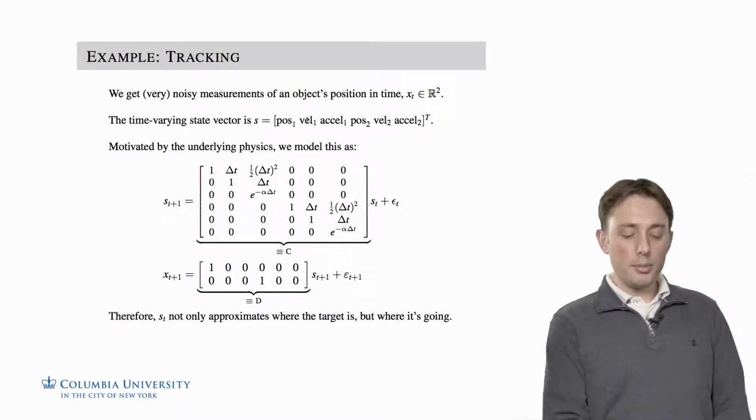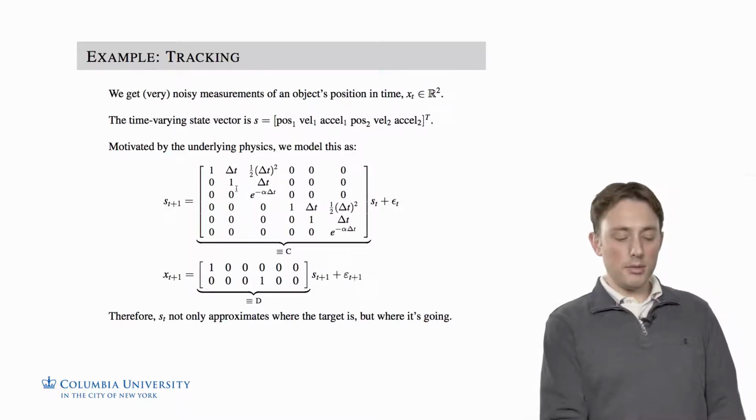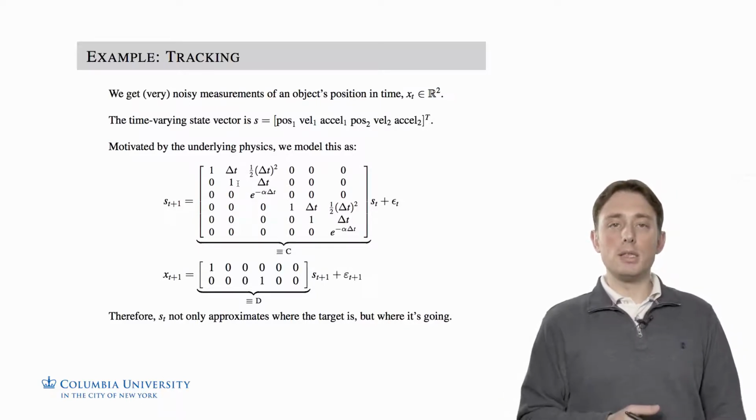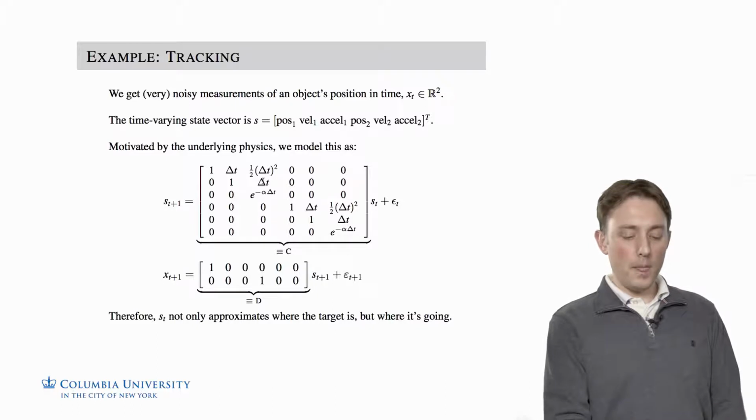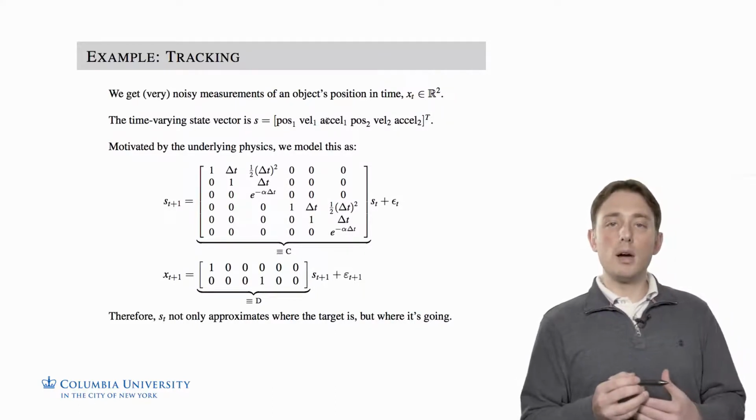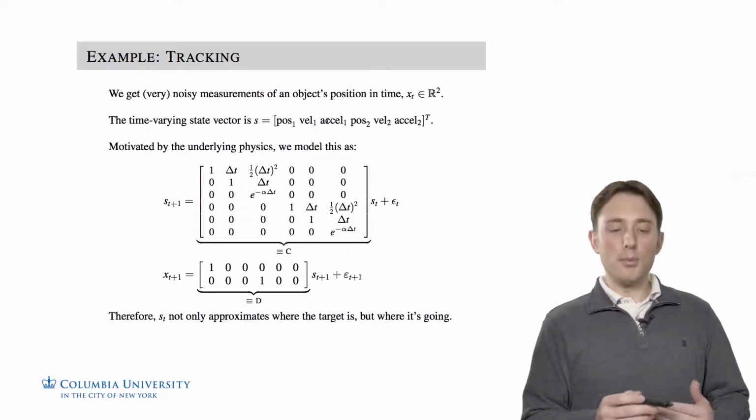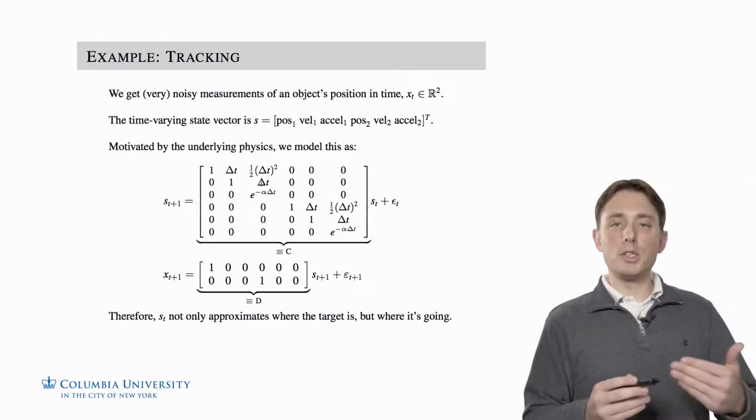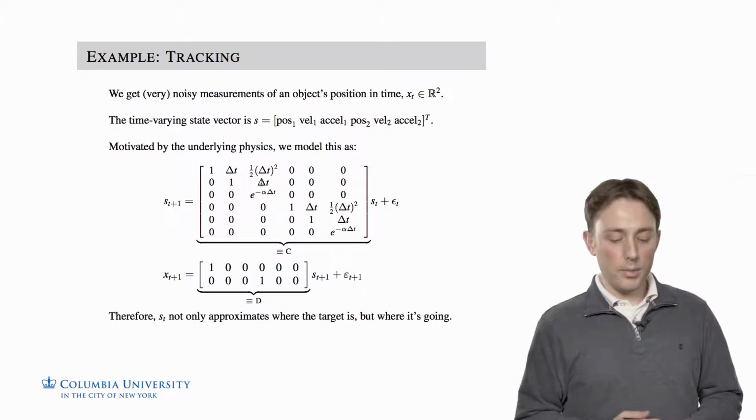Plus 1 times the previous velocity. So this says that the velocity at the next time point should be like the velocity at the previous time point, plus delta t times the acceleration. And so that takes into account how much we're speeding up or slowing down at the previous time point. So we have the velocity at the next time point factors in both the velocity at the previous time point plus the acceleration at the previous time point to give a prediction of the velocity at the next time point.